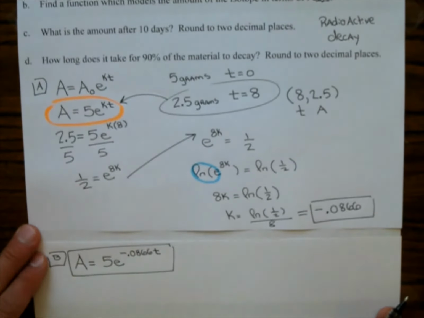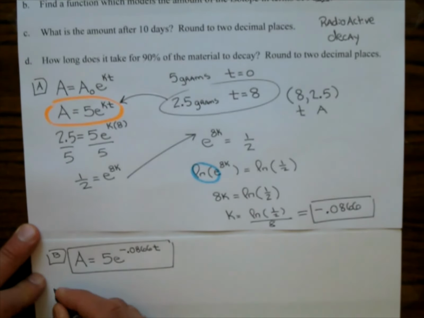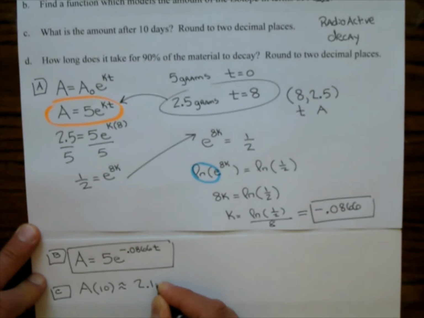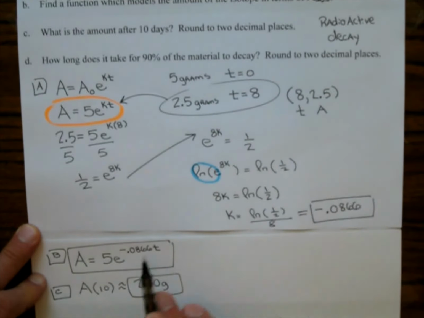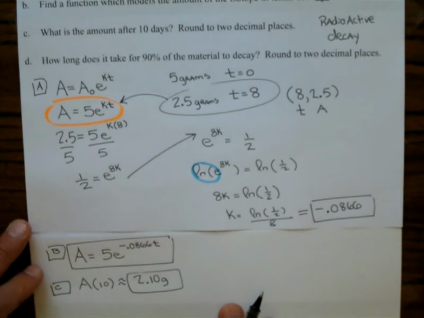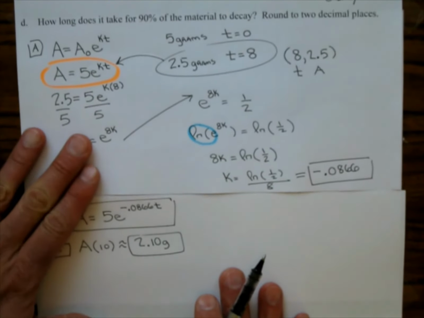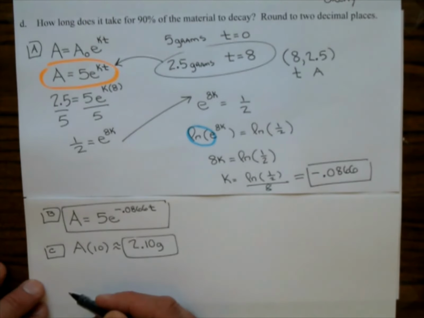Part C says, what is the amount after 10 days, round to 2 decimal places? The amount after 10 days is A of 10. You put 10 in for T, and what I'm getting is 2.10 grams. Okay, so these things are measured in grams, not wildcats, and so this is actually less than half. And we're not so surprised because after 8 days, that was the half-life, it's 2.5, and after 10 days, it's even less.